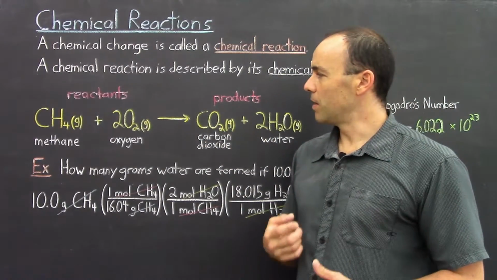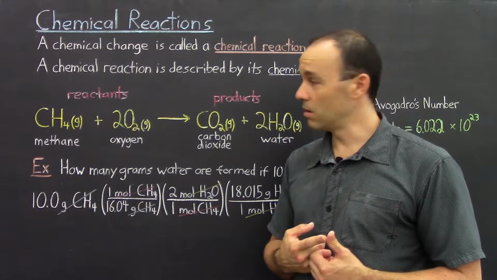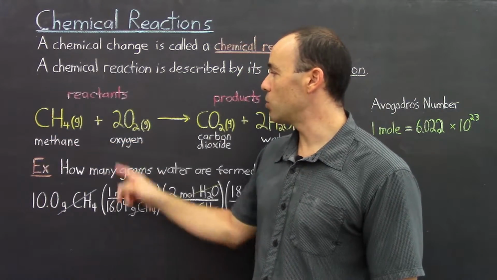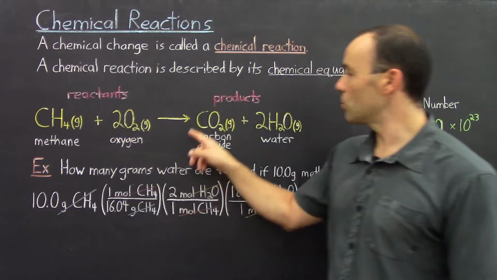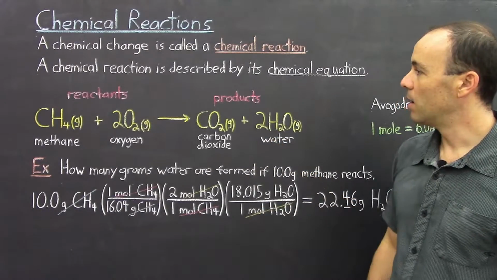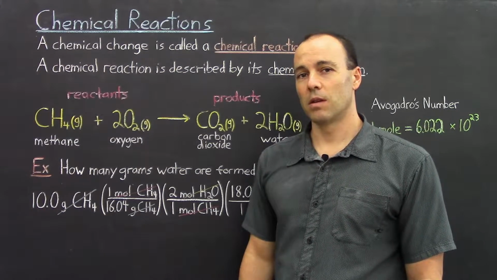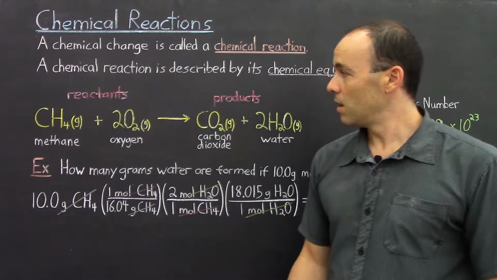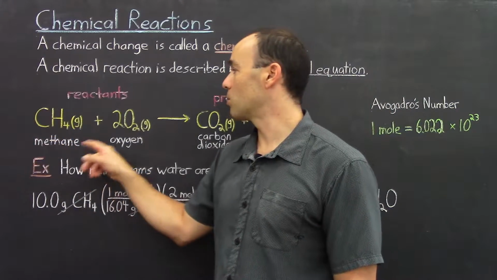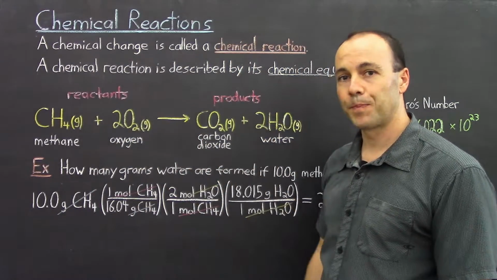Now, there are a couple of interpretations for this equation. One is the molecular interpretation. You would say that 1 molecule of methane reacts with 2 molecules of oxygen to produce 1 molecule of carbon dioxide and 2 molecules of water. That might be the simplest interpretation, but a more useful interpretation may be the mole interpretation. And you could say that 1 mole of methane reacts with 2 moles of oxygen to produce 1 mole of carbon dioxide and 2 moles of water.